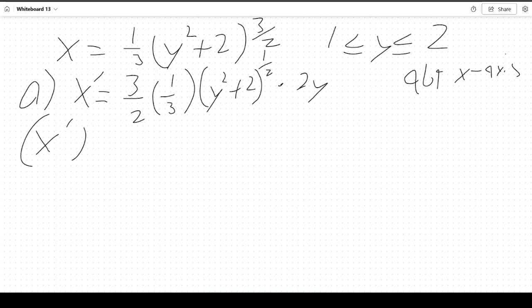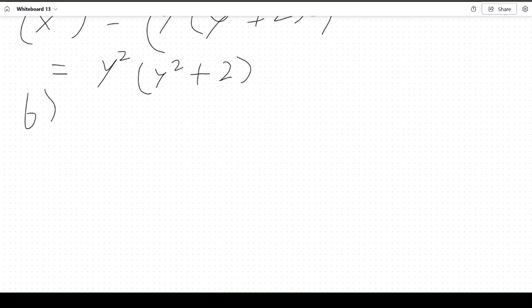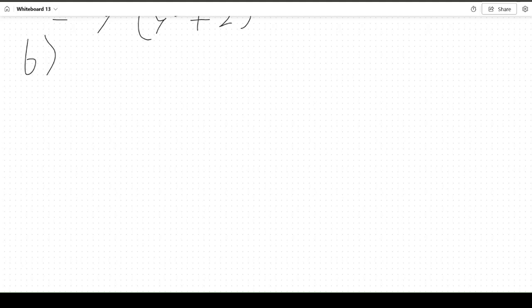Next we have to square this. So let me just make it simpler. I will multiply all these, and I would end up with y squared plus 2, and I would square all these. So my new derivative squared would be y squared times y squared plus 2. So our values would be from 1 to 2 in terms of y. So this would be 1 and 2, 2 pi, and this would be y because we are rotating about the x-axis.